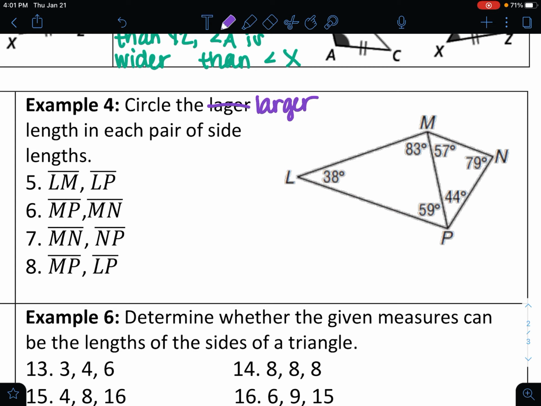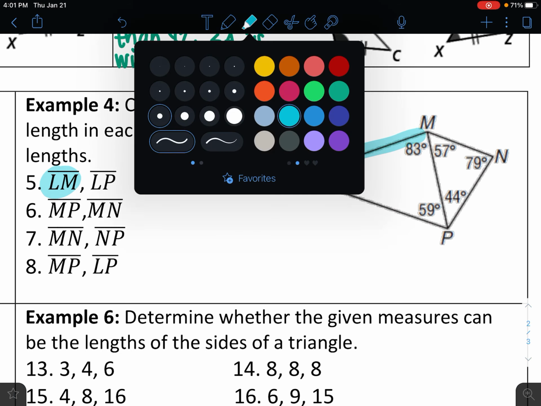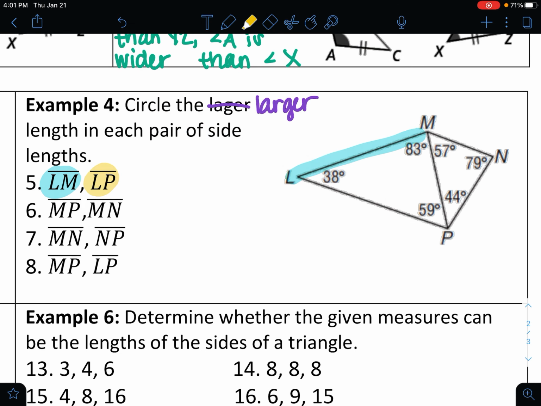First we're talking about LM, and I'm gonna use different colors, LP. Let's compare these two by looking at the angle that's across from them. And for this one, it's going to be this guy. Which angle is larger? Circle the larger one. So 83 is larger, which means that LP is longer than LM. So it's going to be LP.